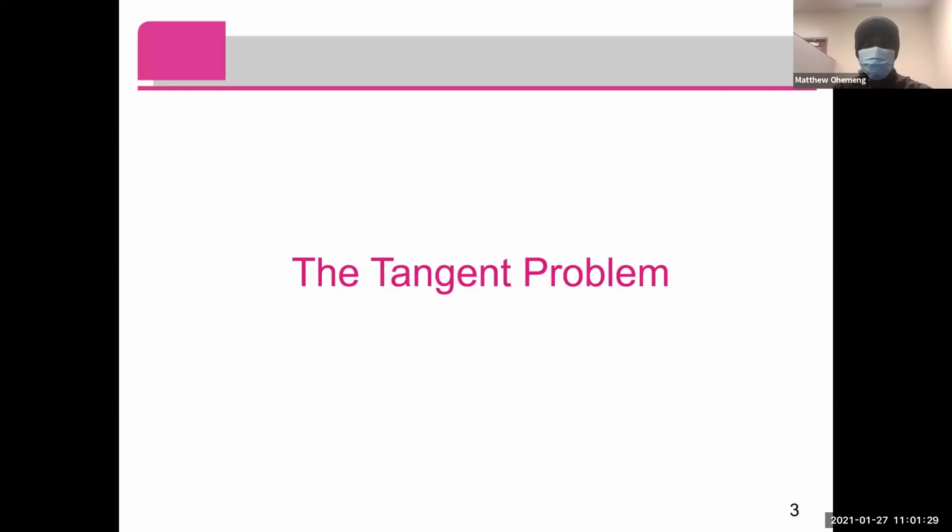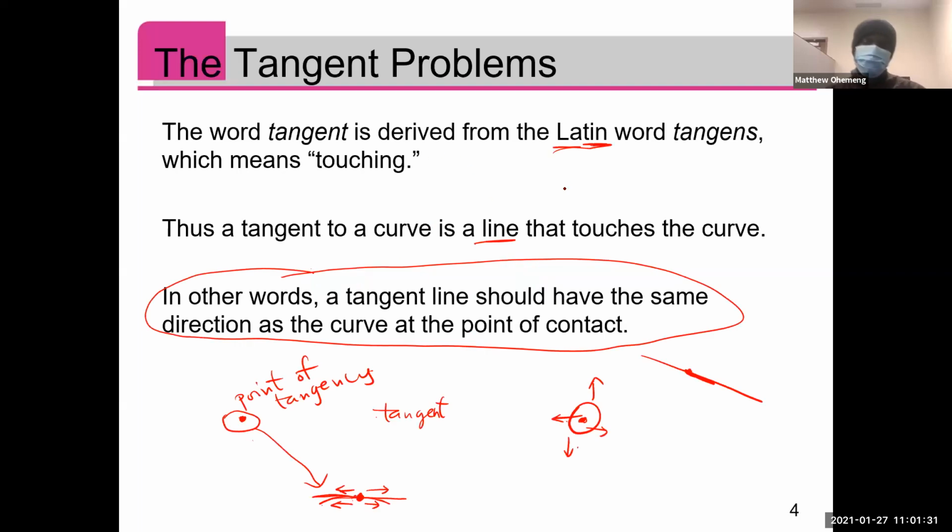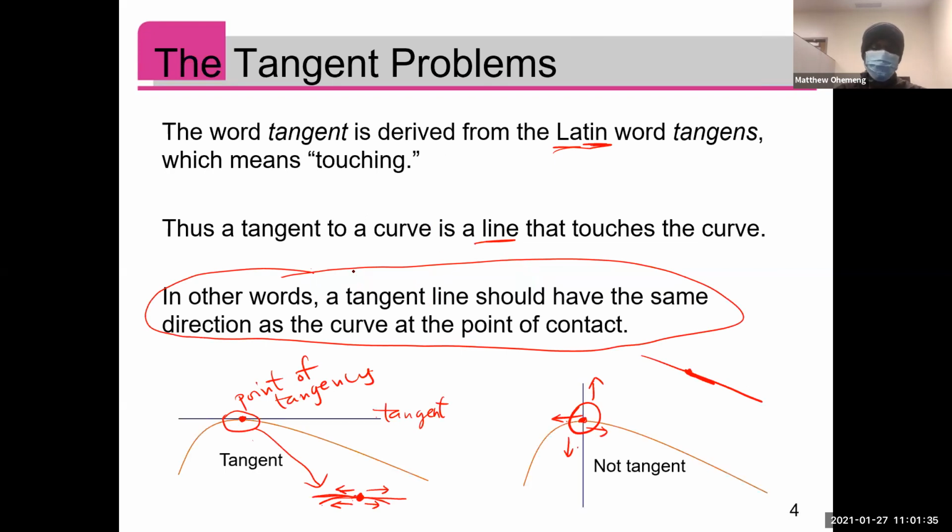Okay, so last time we looked at 2.1, right? So we started with the tangent problem. Now, we said that a tangent line should have the same direction as a curve at a point of contact. So I said that for these two examples, right? This line that we have here will be considered as a tangent line because at this point of tangency where they touch, they're moving in the same direction, right? If you zoom in, they're moving in the same direction.